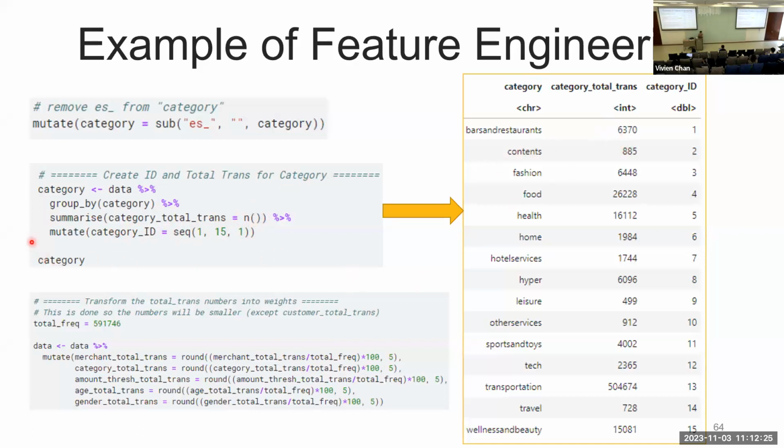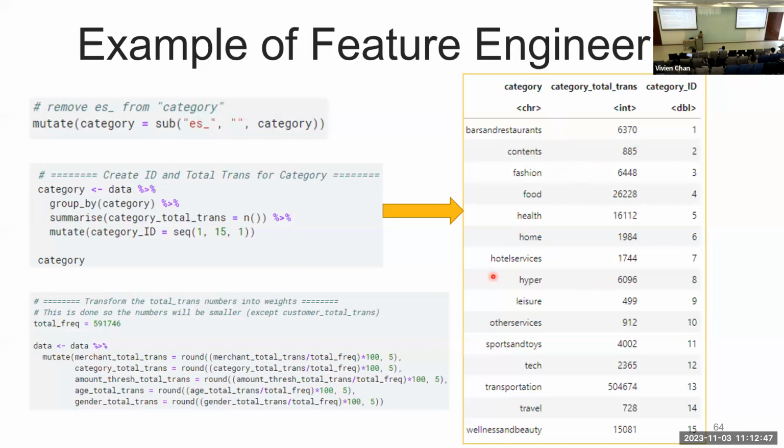And then finally, you also create a new category ID variable for these categories. Going through all the pipeline, the result is stored in category. This simply prints out the data frame of the category. Then you get the results here.